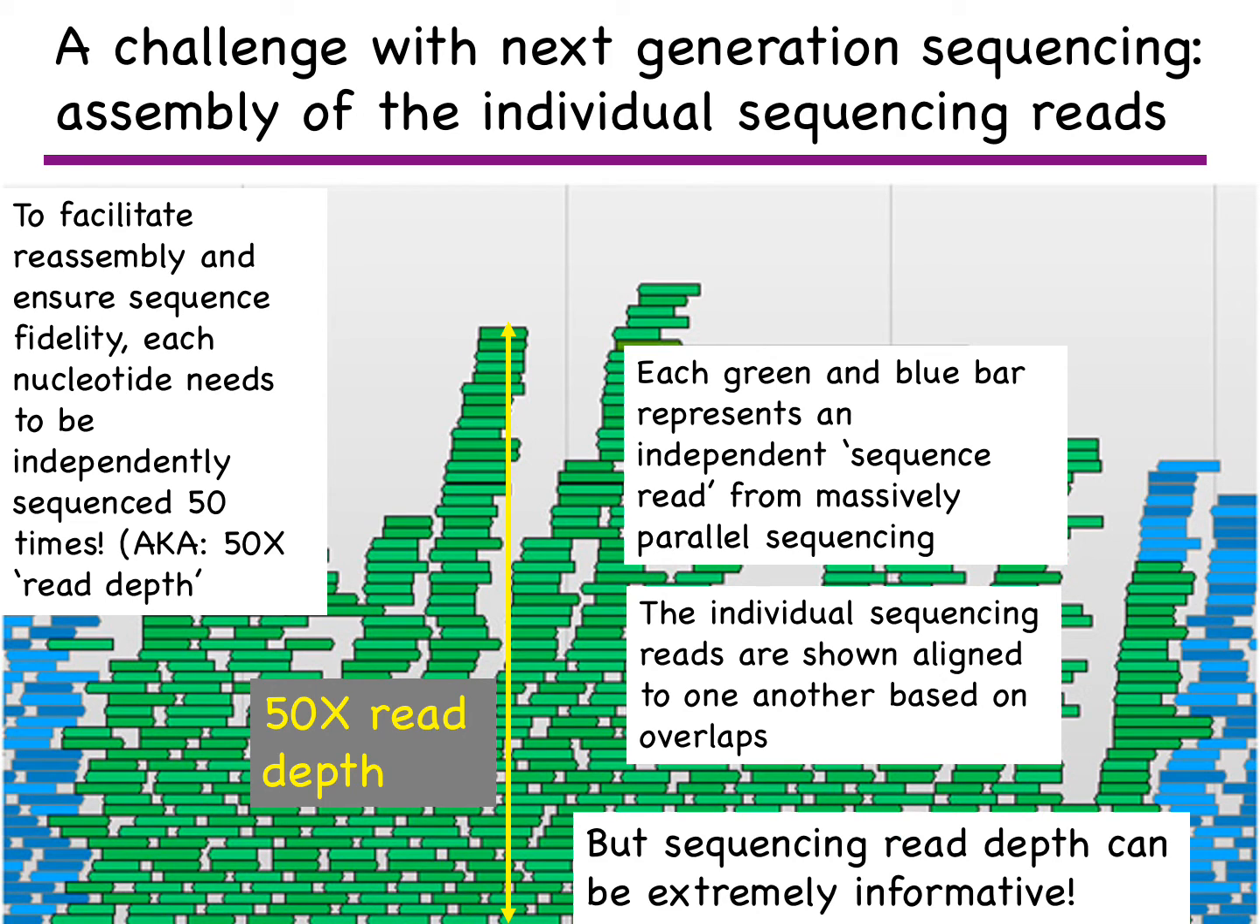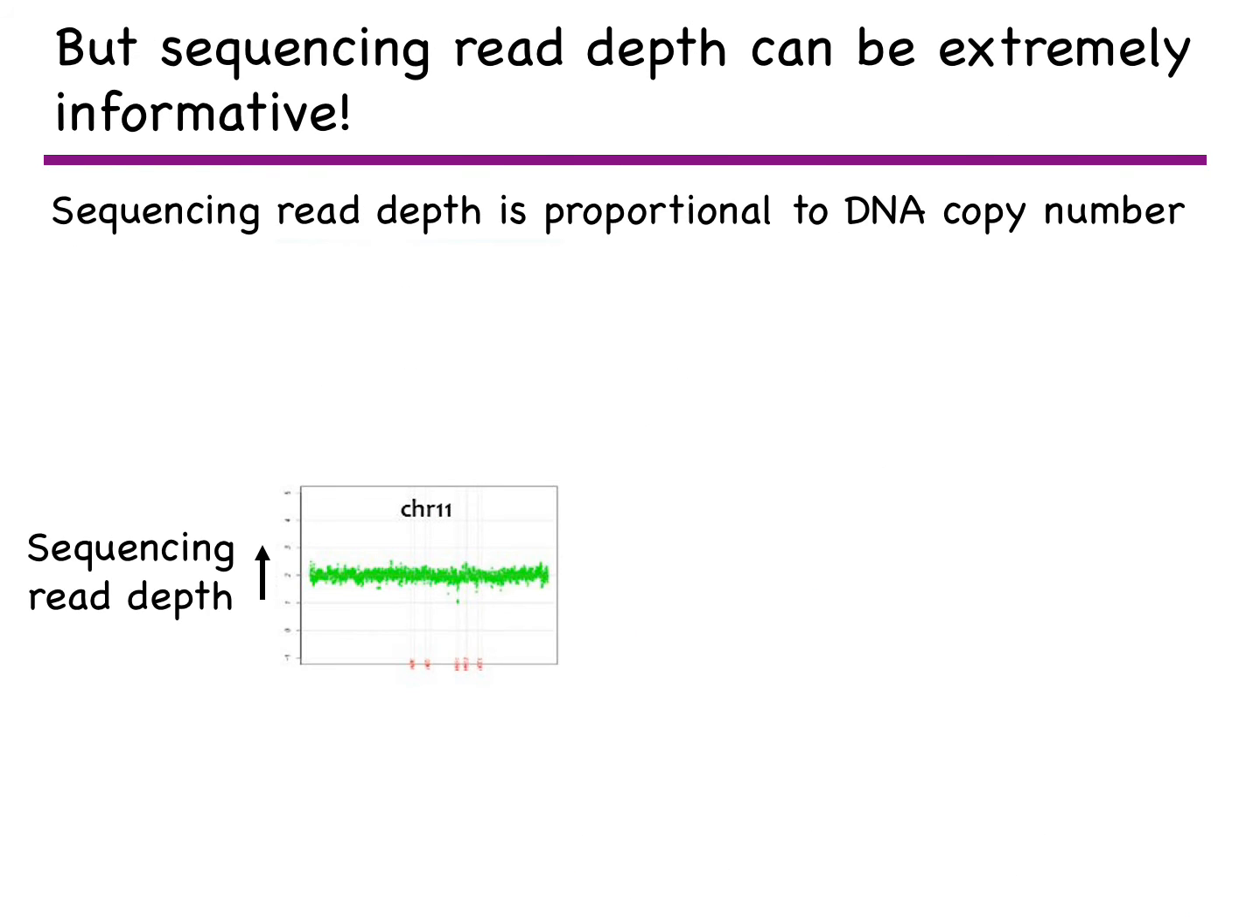So although there are challenges with reassembling the sequences, it turns out sequencing read depth can also be extremely informative. It can tell you something about the nature of a mutation in a family that you're studying, and that's illustrated on the next slide. This is showing the sequencing read depth of a particular portion of chromosome 11 from a normal individual. And I'm going to show you two examples of sequencing read depth in subjects who have hemoglobinopathies.